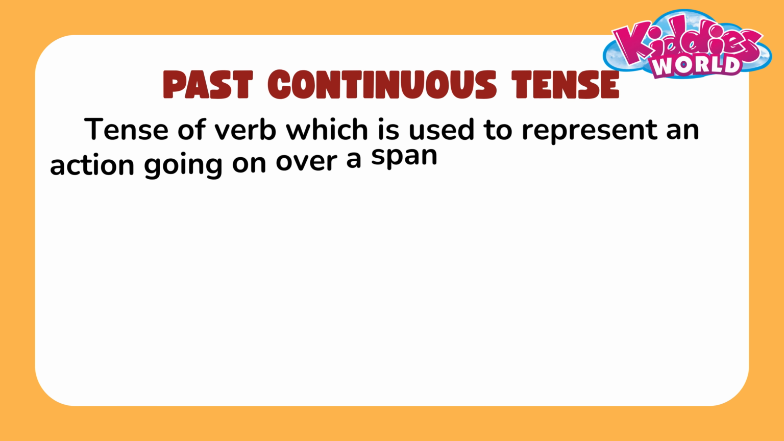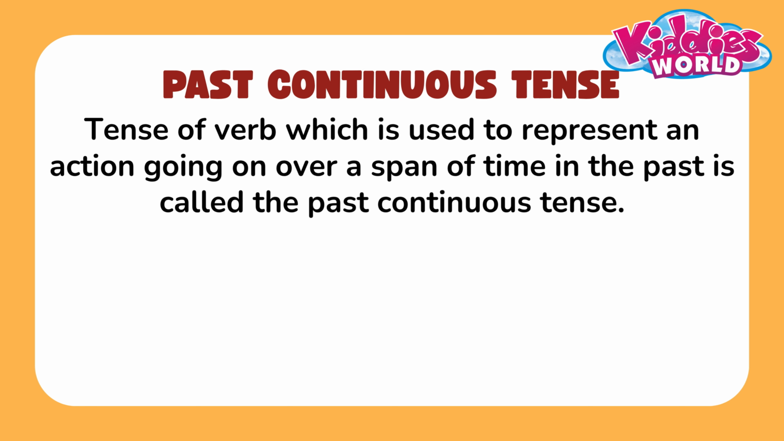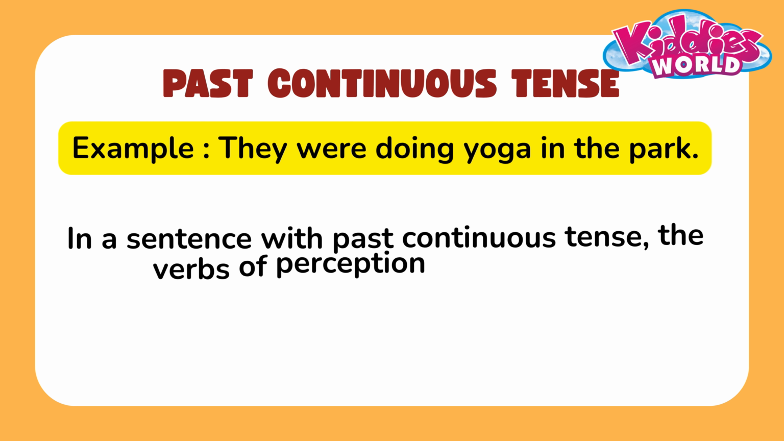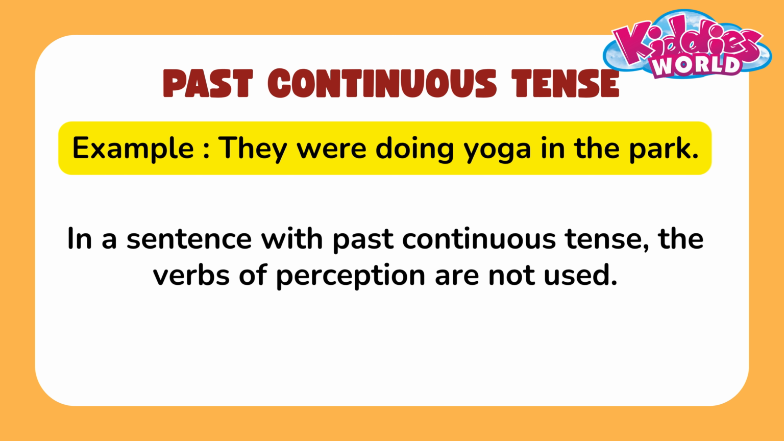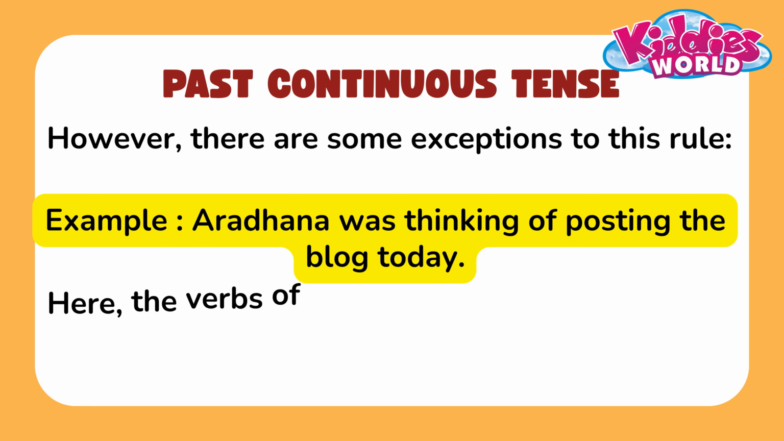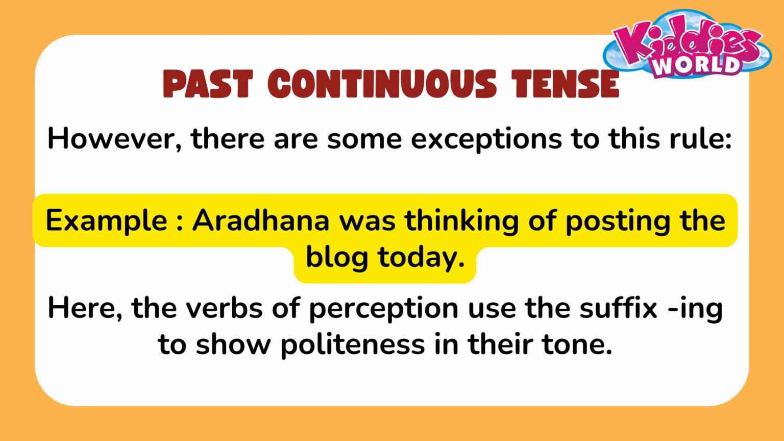Past continuous tense. Tense of verb which is used to represent an action going on over a span of time in the past is called the past continuous tense. Check the example. In a sentence with past continuous tense, the verbs of perception are not used. However, there are some exceptions to this rule. Check the example. Here, the verbs of perception use the suffix ing to show politeness in their tone.